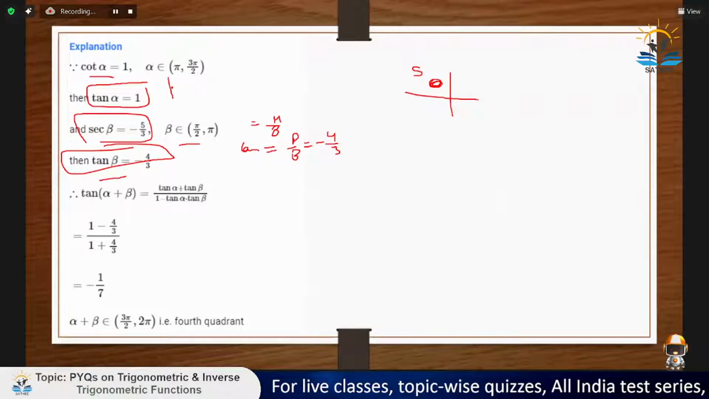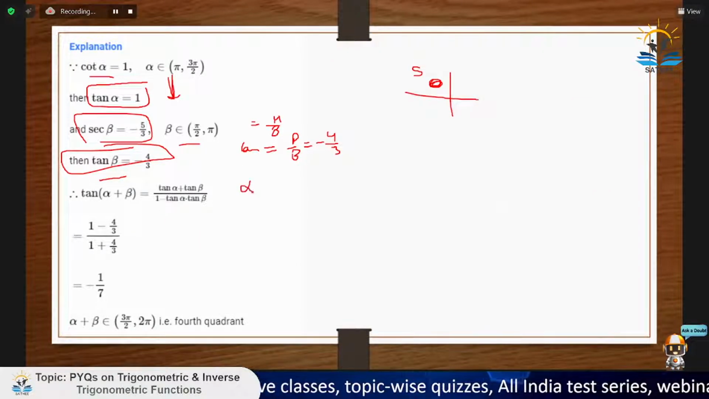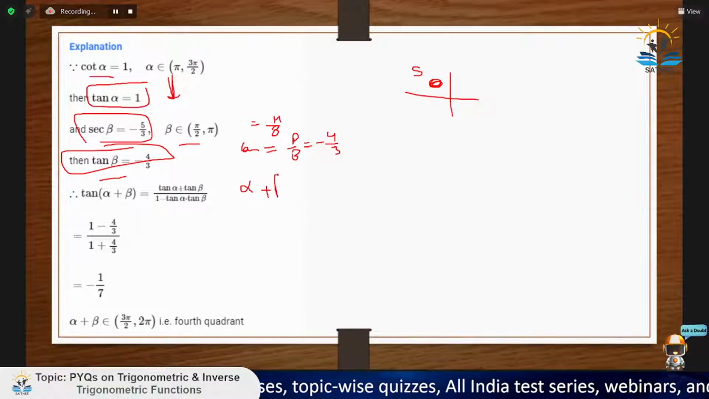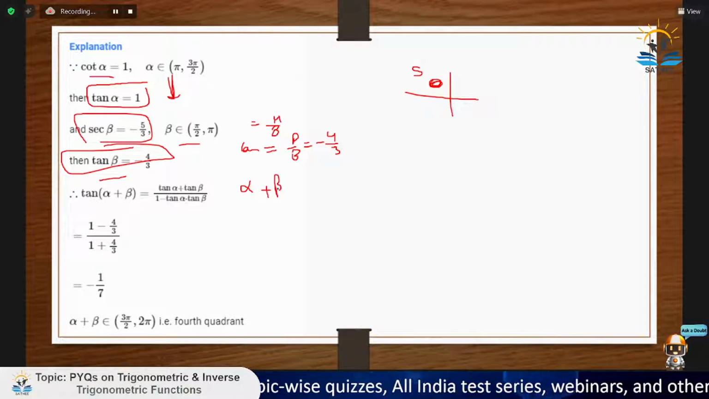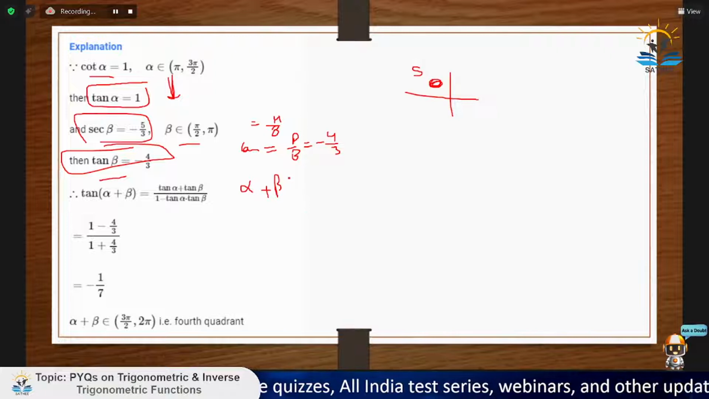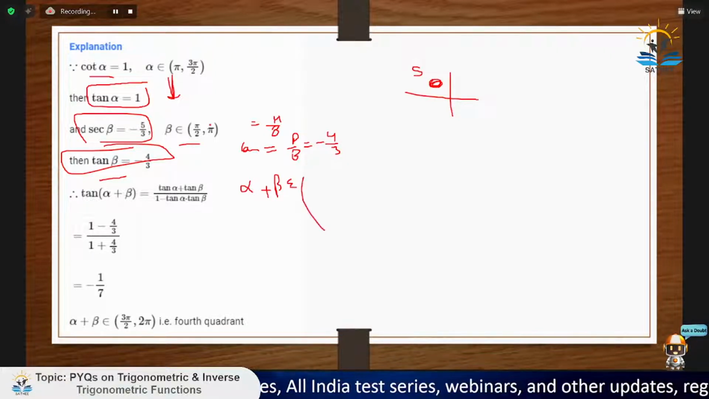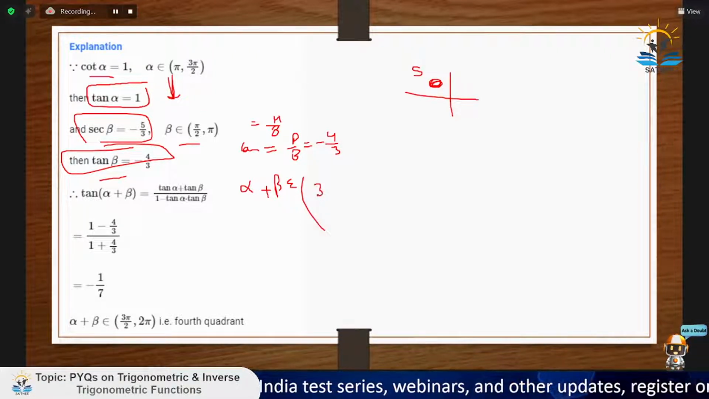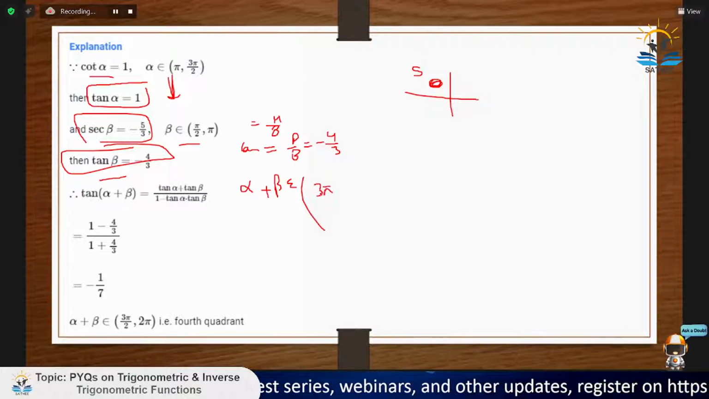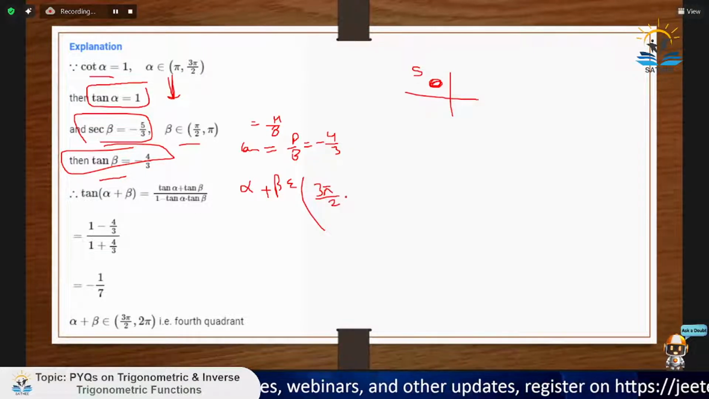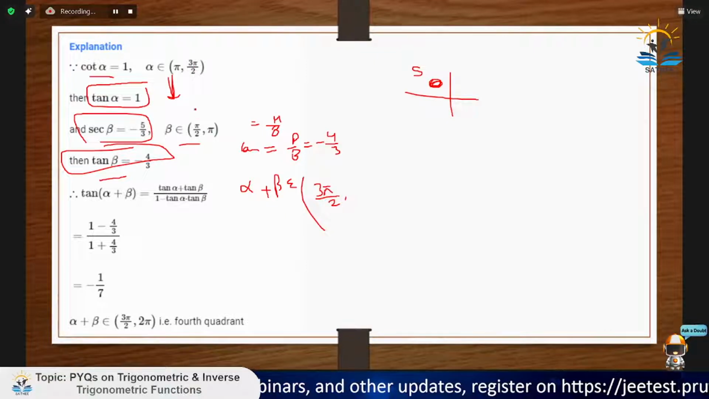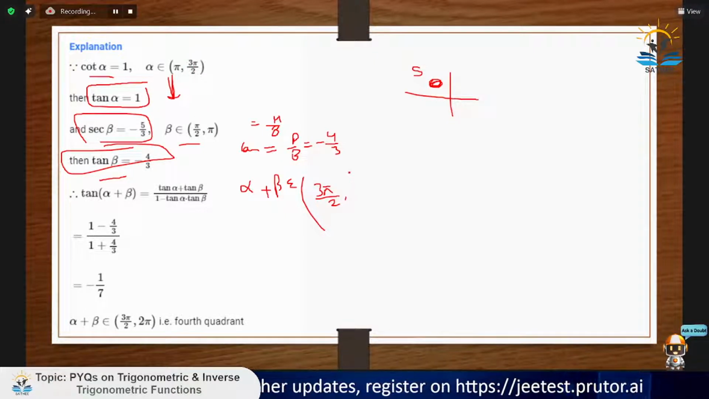Alpha plus beta: on adding the two inequalities, I will be getting alpha plus beta lying between pi plus pi/2, which is 3 pi/2, so from 3 pi/2 to how much? 3 pi/2 plus pi is 5 pi/2. No, 3 pi/2 plus pi.